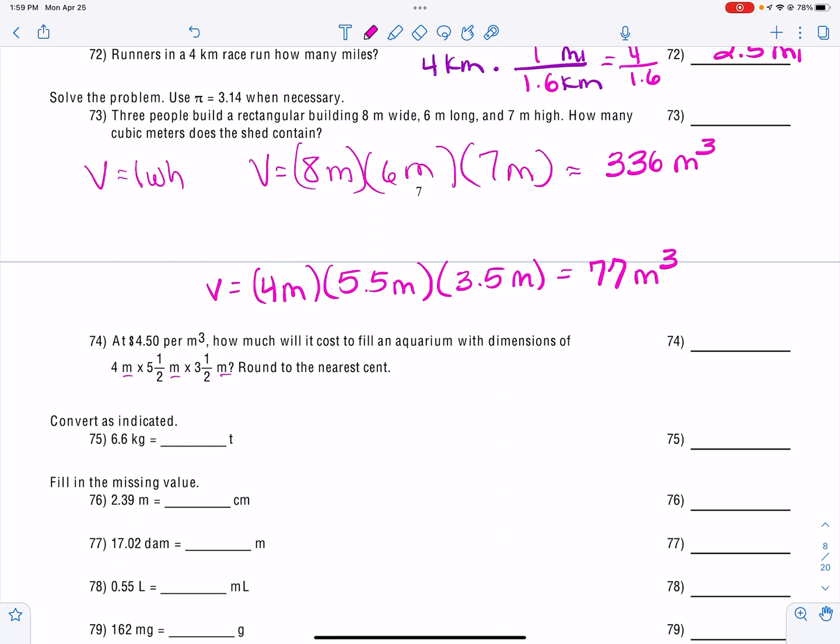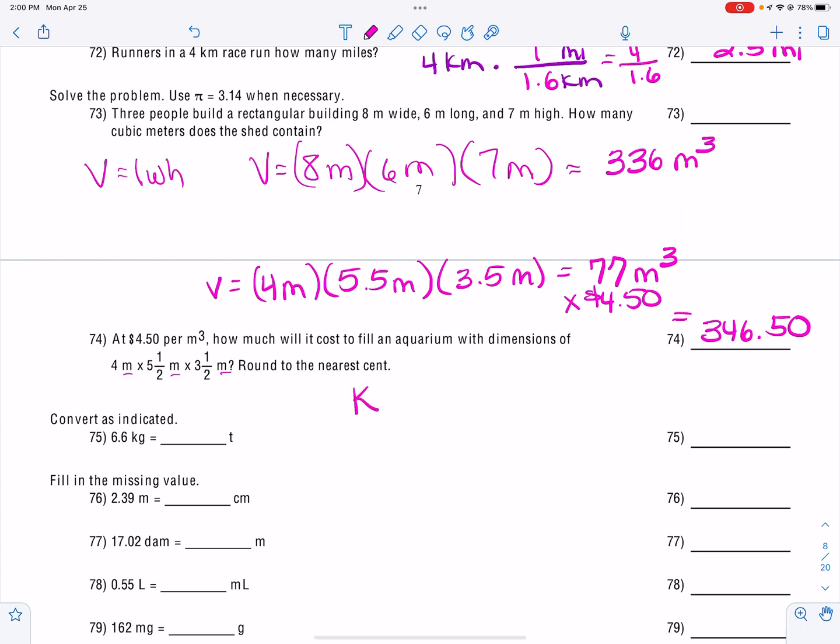And then each cubic meter is going to cost $4.50. So if I take that and multiply by the $4.50, that's going to give me the cost of $346.50.